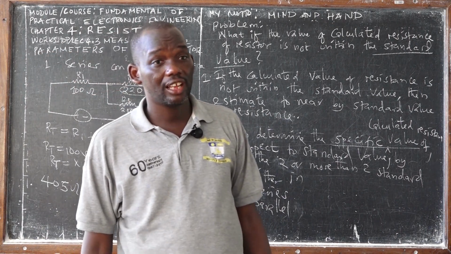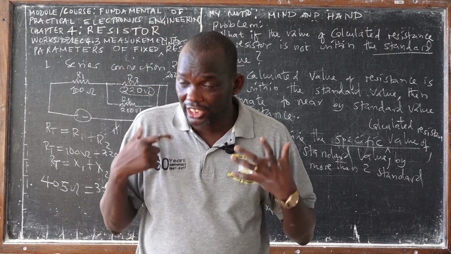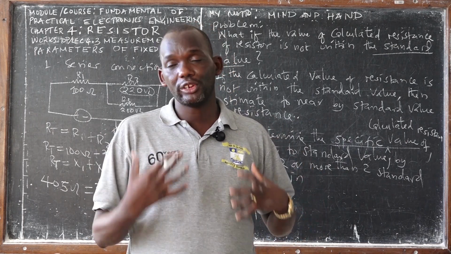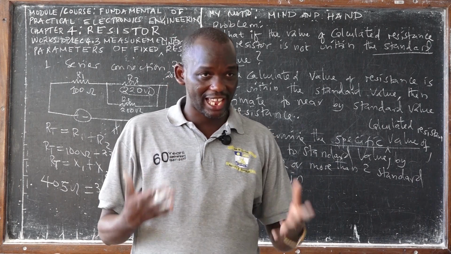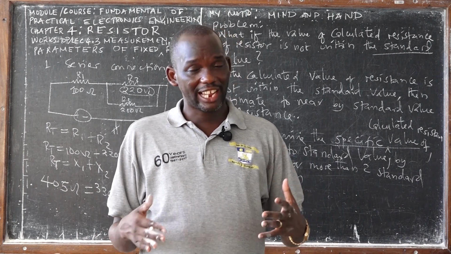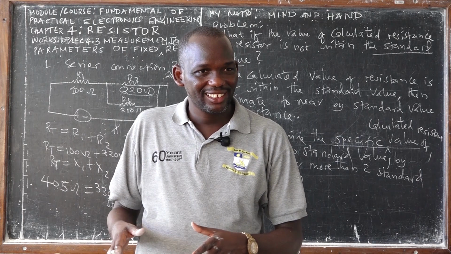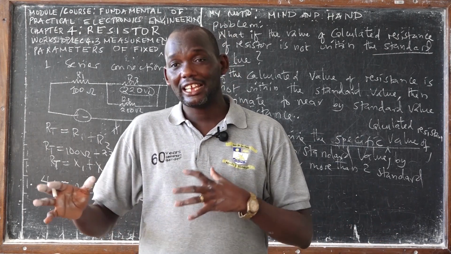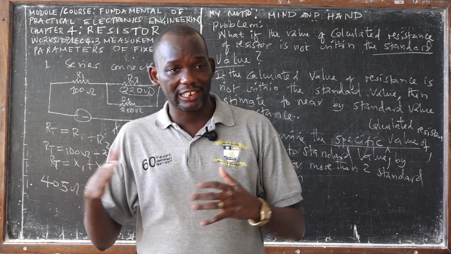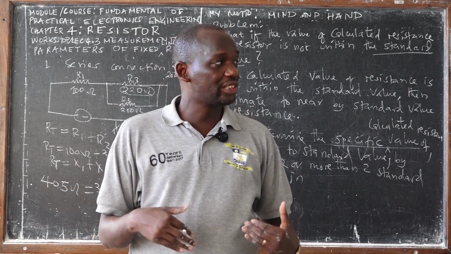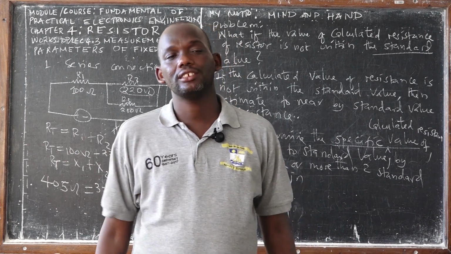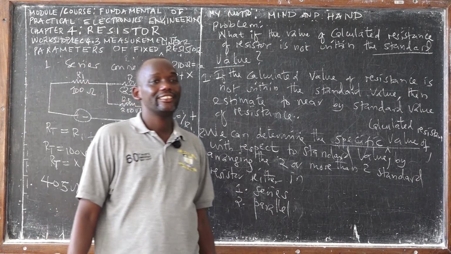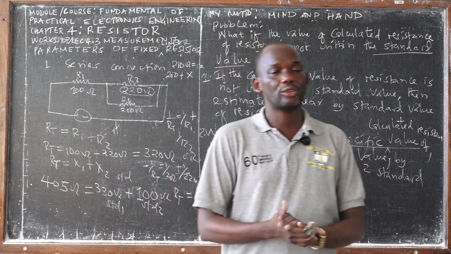Class, are we together? Is it clear? I would like to see you using these concepts when we're designing or implementing different circuits. You have to think that our calculated value is this one. You should not just try to estimate. Try to think how you can take two or three standard resistors and connect them either in series or in parallel. Class, are we together? Is it clear? Do you have any question about what you have learned?